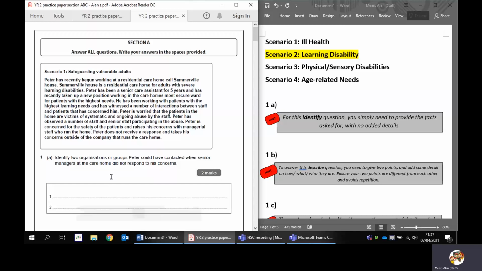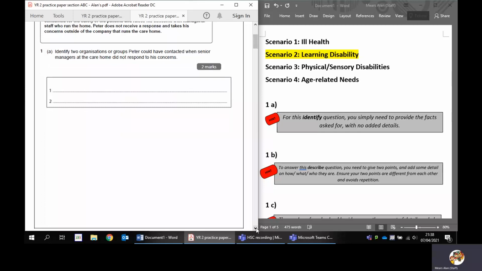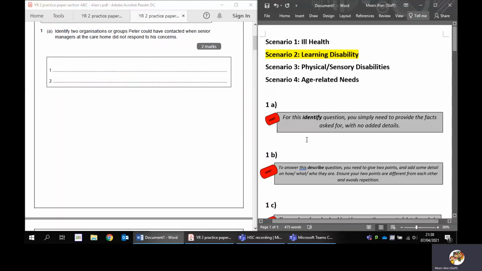Question 1 says, identify 2 organisations Peter could contact when senior staff at the home do not respond to his concerns. So for a question like this, a 2 marker, which is always identify 2 organisations, 2 roles, responsibilities, 2 people, 2 professionals, 2 ways, we just need to, as the question says, identify. So we just need to give the facts. So who would Peter contact if the managers did not respond?